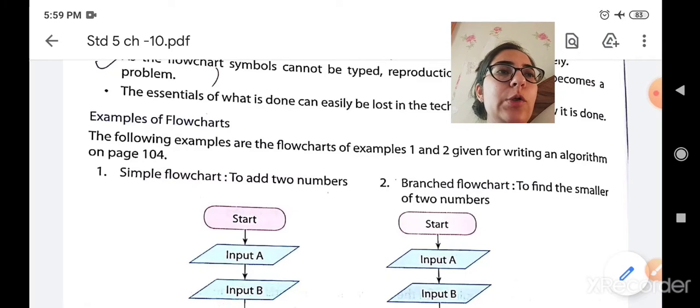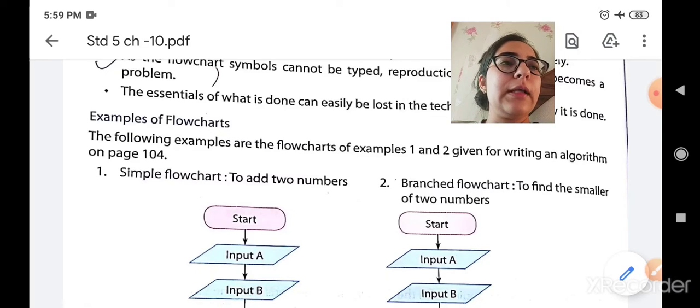Normally there are two types of flowcharts. First is a simple flowchart that is written directly, and the second is a branched flowchart, which means some of the things can come out in the form of a branch. So let us see with an example. First is a simple flowchart, that is to add two given numbers.